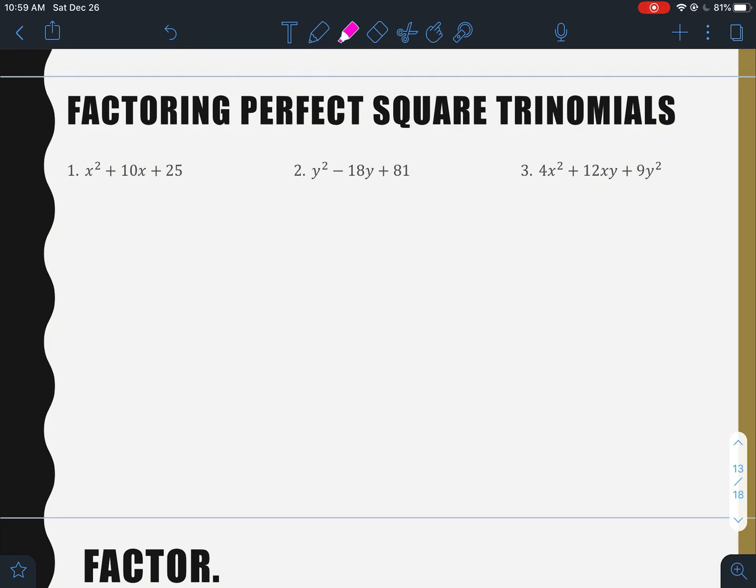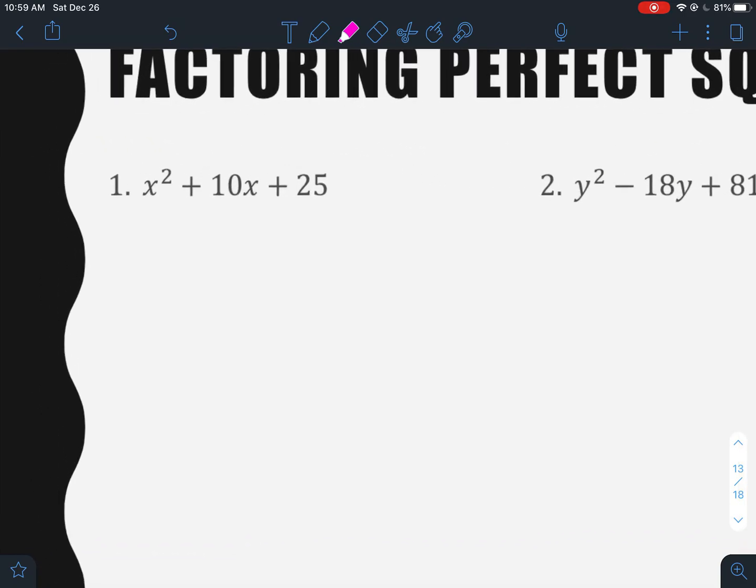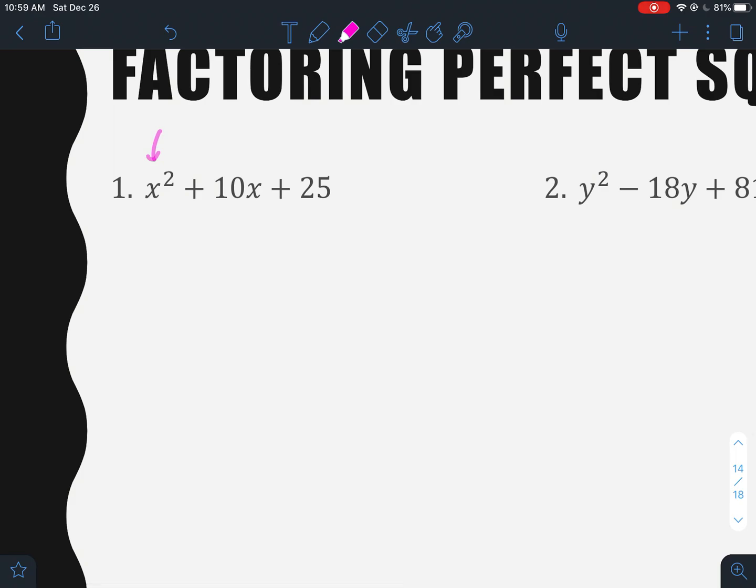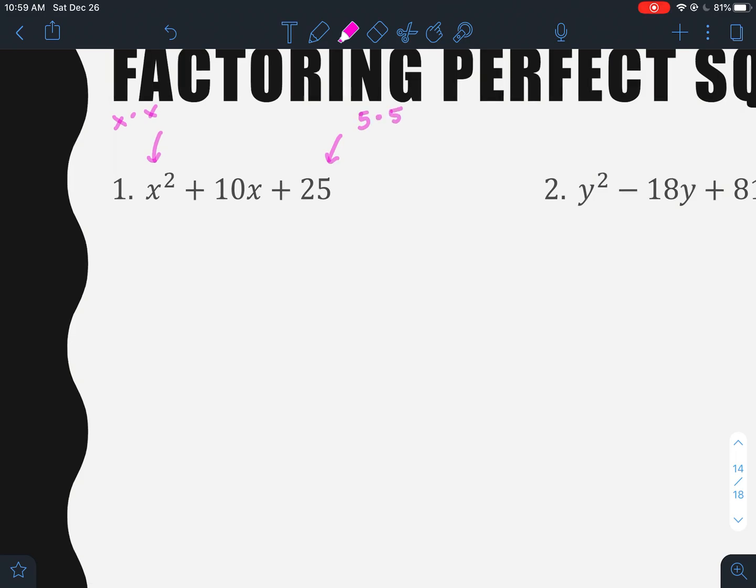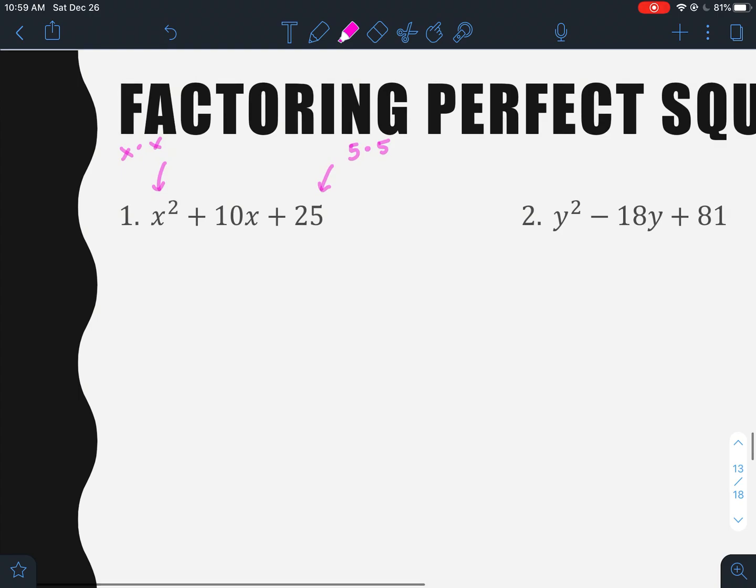All right, factoring perfect square trinomials. You'll know something is a perfect square trinomial when you look at the three terms and the first term is a perfect square, so x times x, and the last term is a perfect square, so 5 times 5. You'll know you have a perfect square trinomial when that works out.